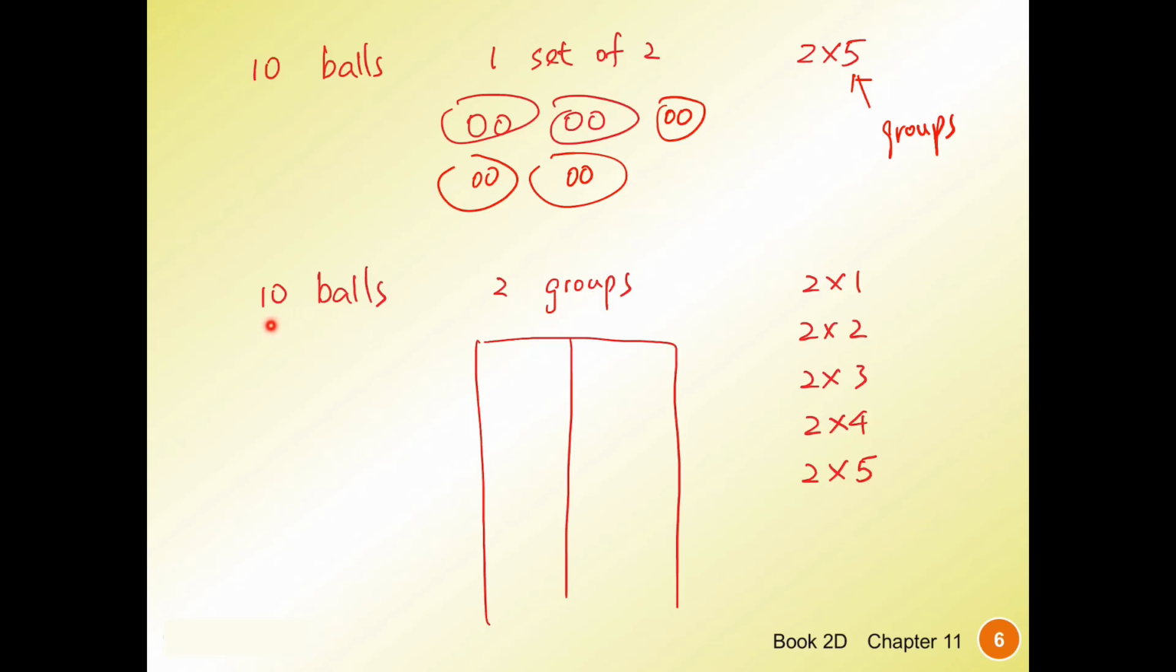Let's say, again, if we have 10 balls. Right now, we already know that we have to separate the balls into 2 groups. So this time, we know the number of groups in advance. And right now, we're trying to find out the number of items within each group. And the way we'll do it is to distribute the balls. So let's say this is group A and this is group B. So we'll distribute 1 ball to each group first. And we are doing the repeated subtraction.